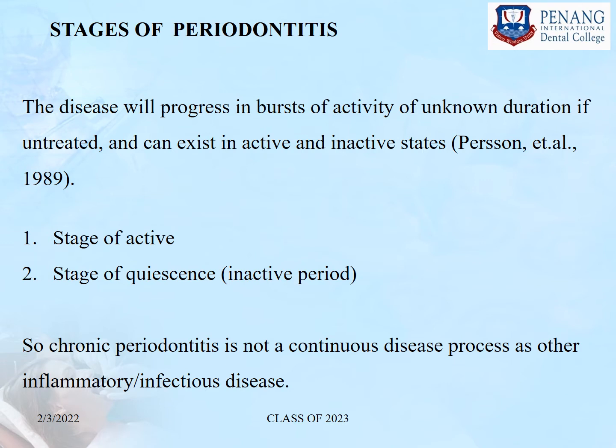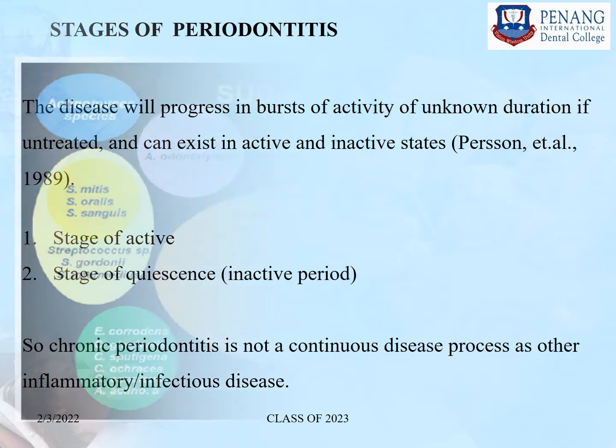Here there will be disease which progresses in bursts of activity of unknown duration if untreated, and it can exist in active and inactive states. So there are two stages in it. It could be a stage of activeness wherein there is active bone loss involved, or it could be a quiet, inactive period where there is no bone loss at all. So chronic periodontitis is not a continuous disease process, but like other infectious or inflammatory diseases, you have periods of activity and periods of inactivity as well.